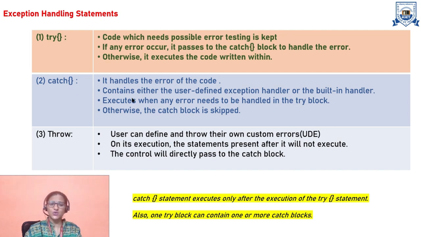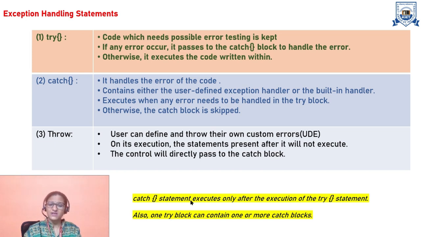Because in the case of catch, what happens? As soon as the try finds an error, it will pass it to the catch, the catch will handle it, and it will continue with the rest of the program. It will not break in between. But in the case of throw, if the throw gets executed, the statement following it will not get executed. The control will directly pass to the catch block. Now it is the responsibility of the catch to handle it.